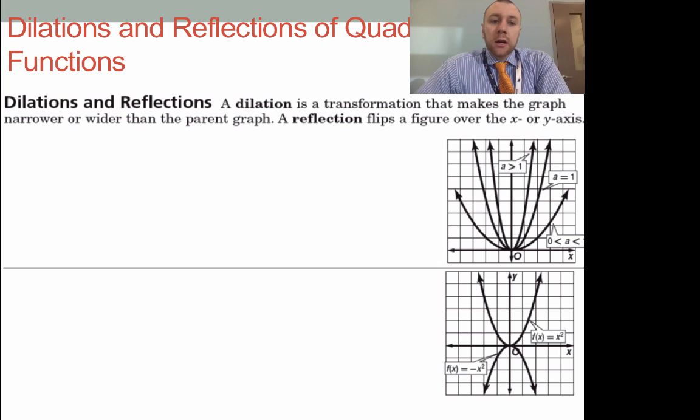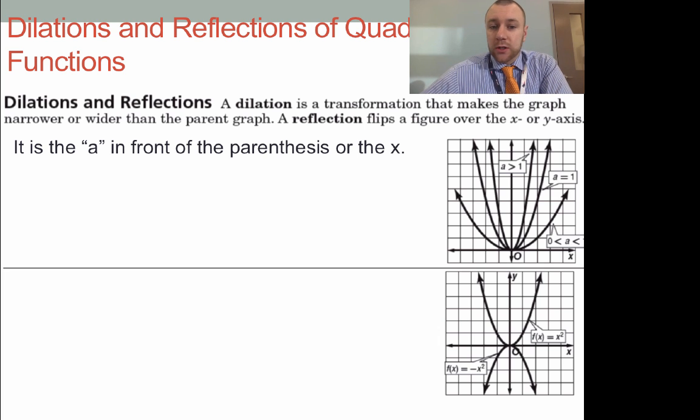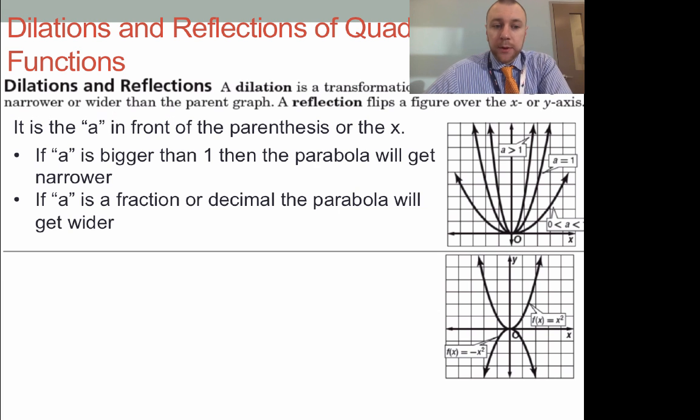So the other transformations are dilations and reflections. So a dilation makes a graph wider or narrower, and a reflection just flips a graph. So that's the A in front of the parentheses, or in front of that x, that A times (x minus h) squared plus k. So the A affects if it's narrower or wider. If A is bigger than 1, the parabola will get narrower. It'll shrink. Okay. If A is a fraction or a decimal, it's going to get wider. It's going to open up.